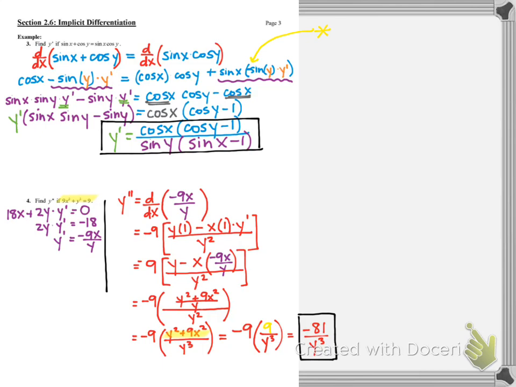So as I mentioned, on higher order derivatives using implicit differentiation, you will have to plug in what you had previously. This is the end of section 2.6.